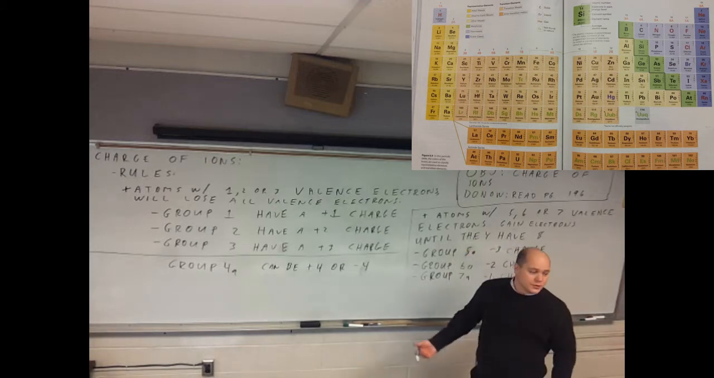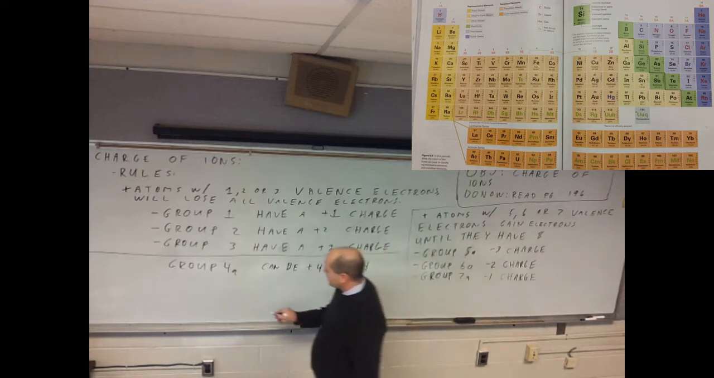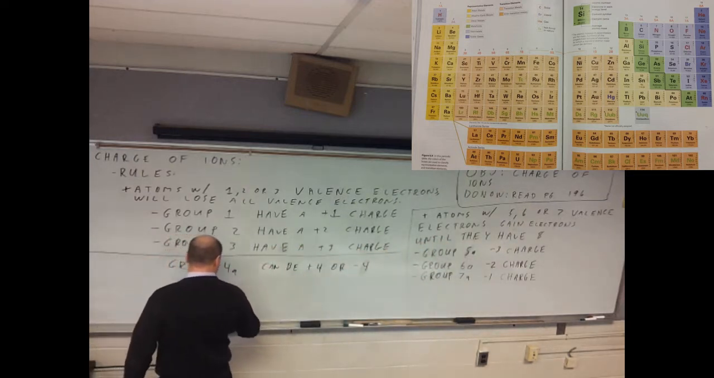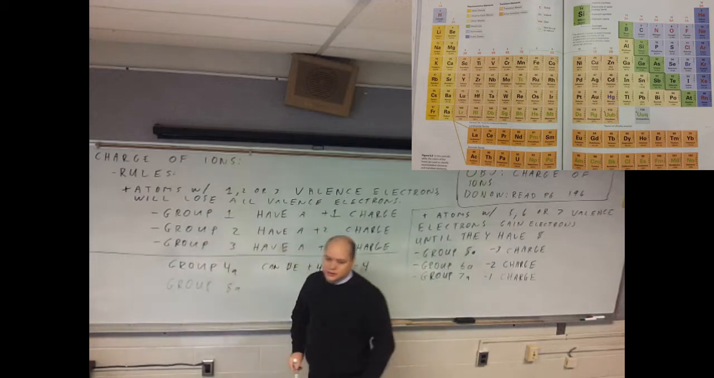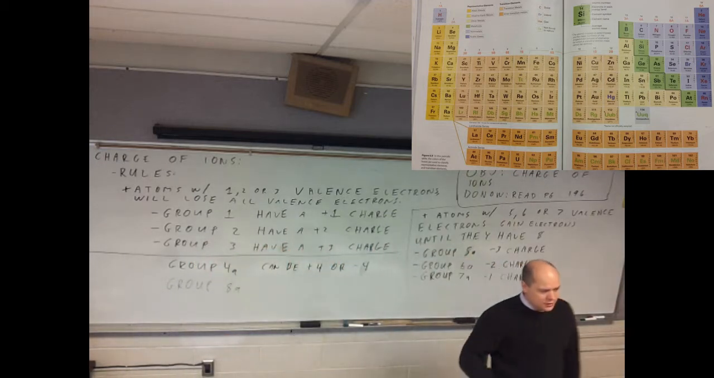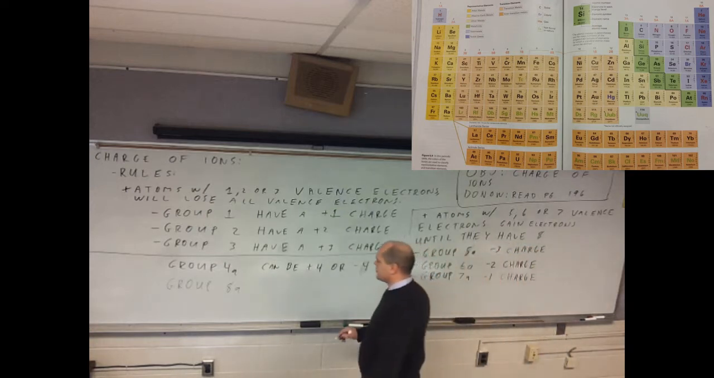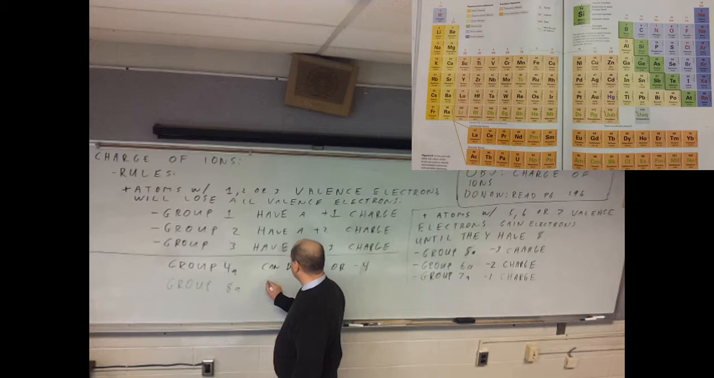And then there's one more group I skipped, right? Mm-hmm. And what's that group? Group 8. Group 8. And what's the charge of these ones? 0. Because they have a full outer shell. They can't gain electrons, they can't lose electrons. So 0 charge.